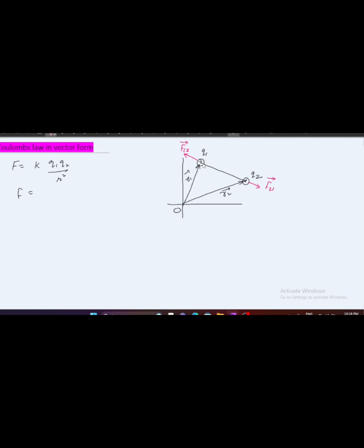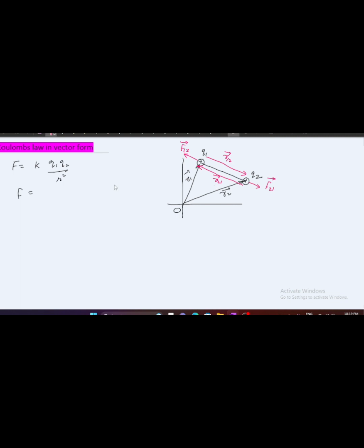If I go from point charge Q1 to point charge Q2, I will go in this direction. This will be the R12 direction, vector R12 from Q1 to Q2. And if I go from Q2 to Q1, I will represent this distance by vector R21.